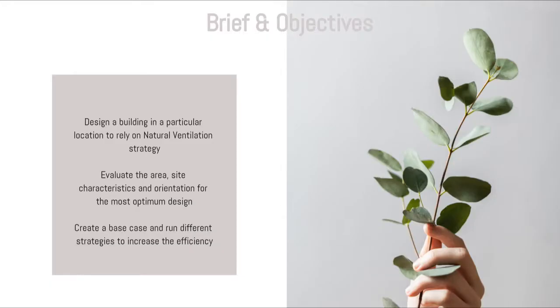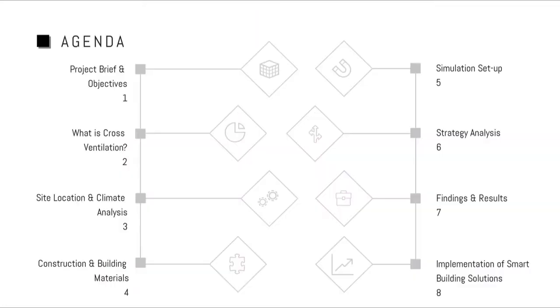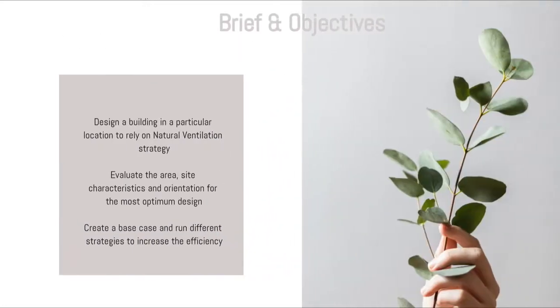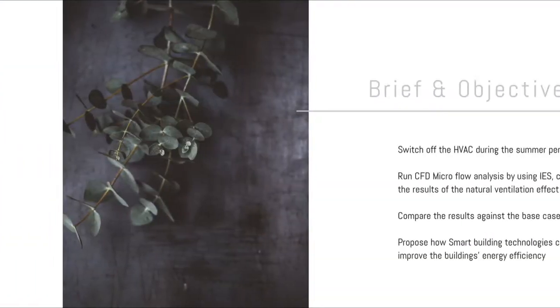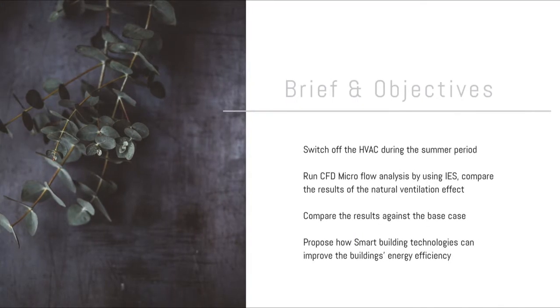We were required to design a building based on an assigned plan and city, and the task was to rely on natural ventilation in the summer to cool down the building. We had to assign a base case and then look at 3 different strategies to improve the air circulation and influence the occupants' comfort without any mechanical intervention.